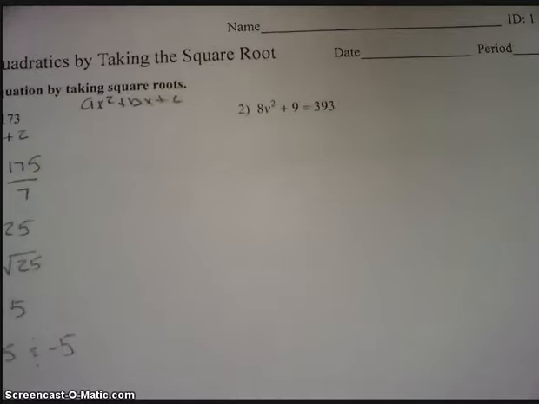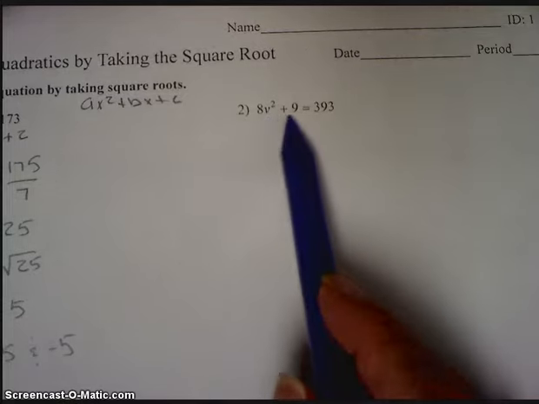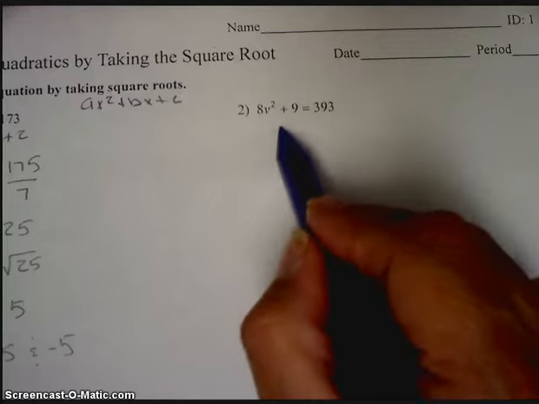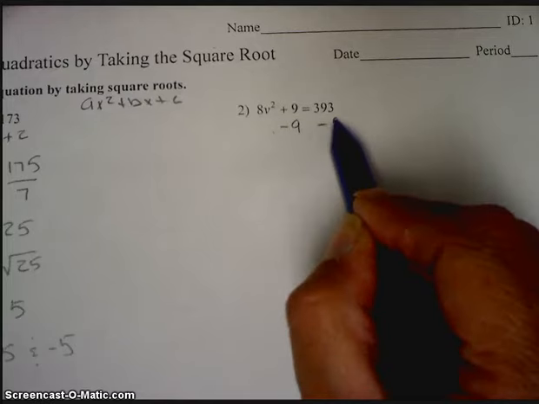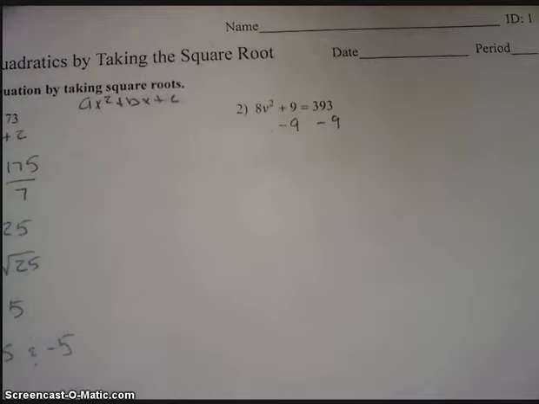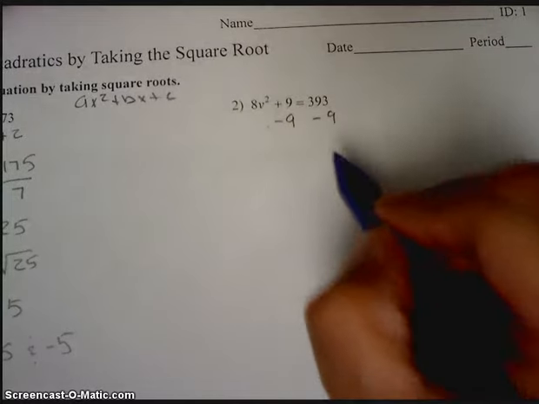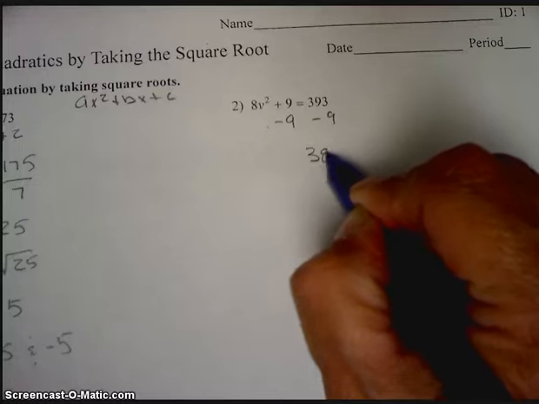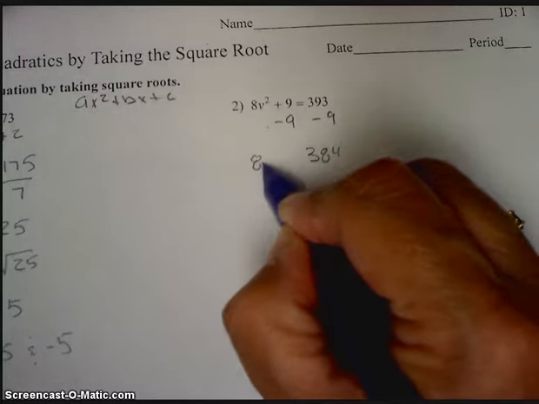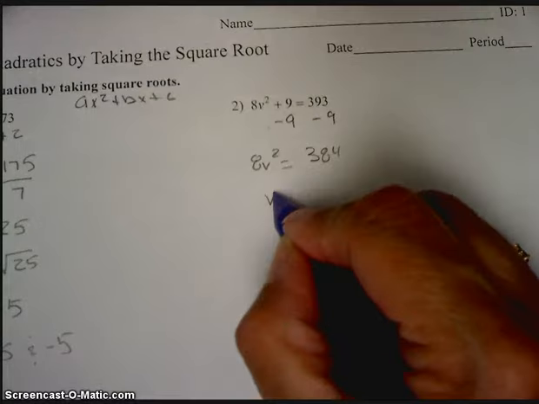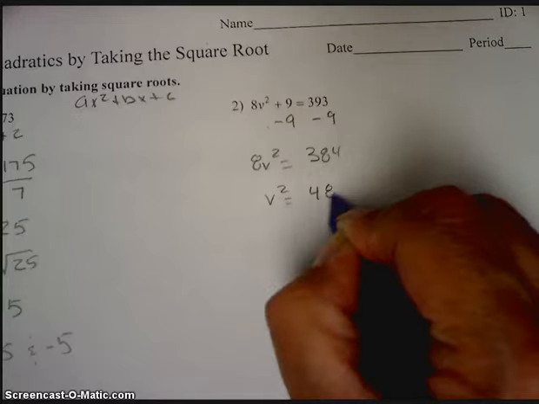Okay, second example, again, I notice I'm missing my b term. So I'm going to subtract 9 from both sides. So 393 minus 9 gives me 384. So I'm left with 8v squared is equal to 384. Divide that by 8. And I get that v squared is equal to 48.